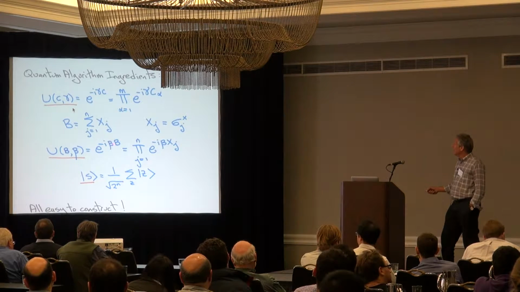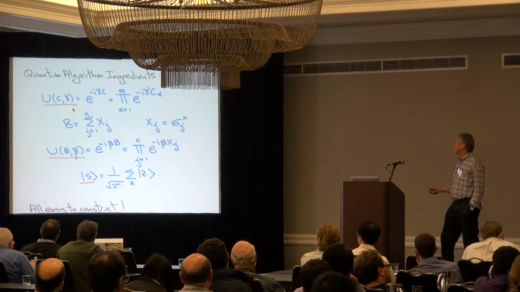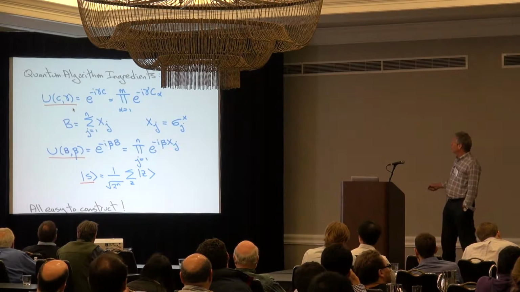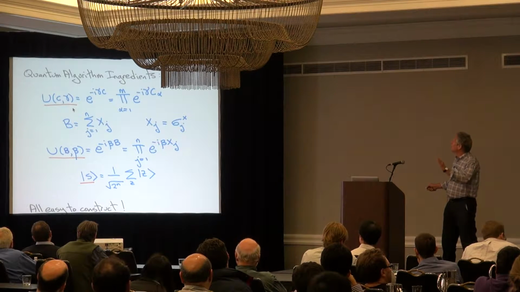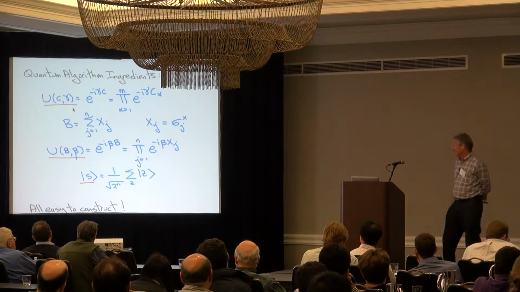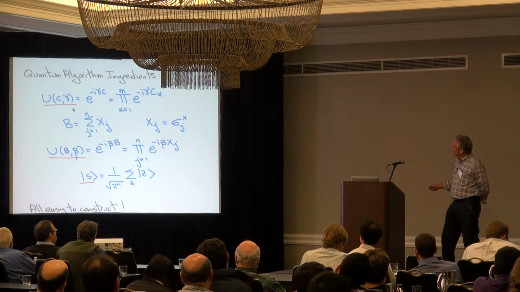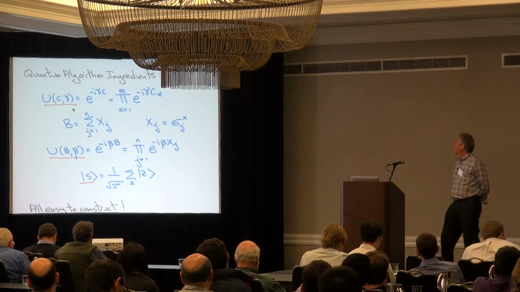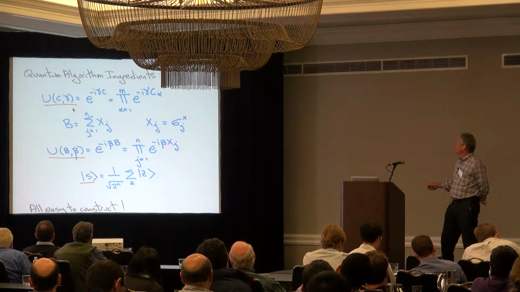So this can be written as e to the minus i beta B, as the product over n individual rotations of individual qubits by angle beta. And each of these commutes, also like they do here, and so this is a simple operator to imagine constructing.